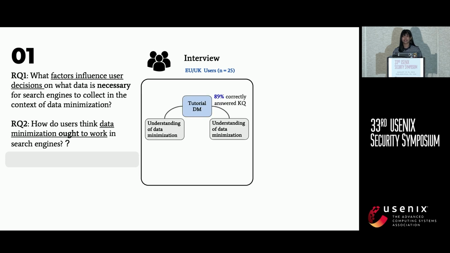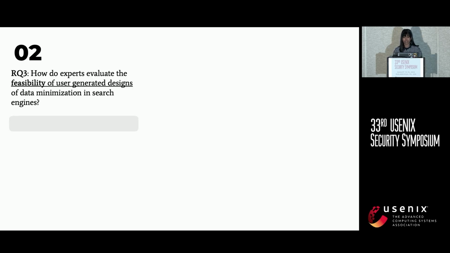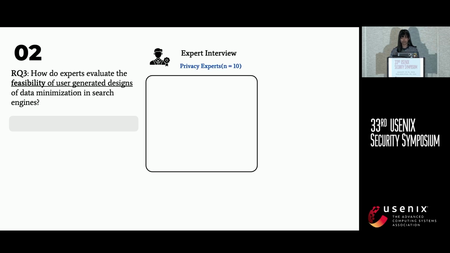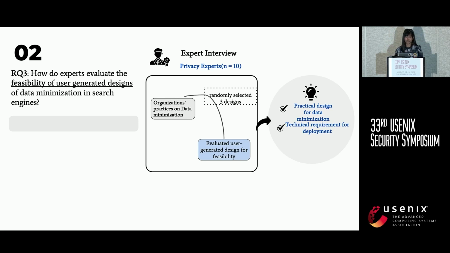First, we asked users about their understanding of data minimization and had them sketch out how they think it should work in a search engine. This derived a set of conceptual designs which were influenced by users' contextual risk perceptions and decision-making factors. We had 25 users from the EU and UK. After collecting the users' design concepts, we interviewed experts to see how practical the designs proposed by the users were. Each expert evaluated three concepts. For selecting experts, we included those with expertise in technical, legal, policy, and research aspects of search engines, data minimization, or privacy, whether from industry or academia.